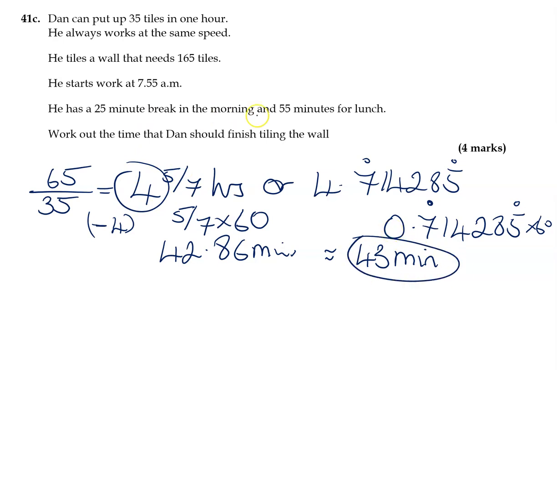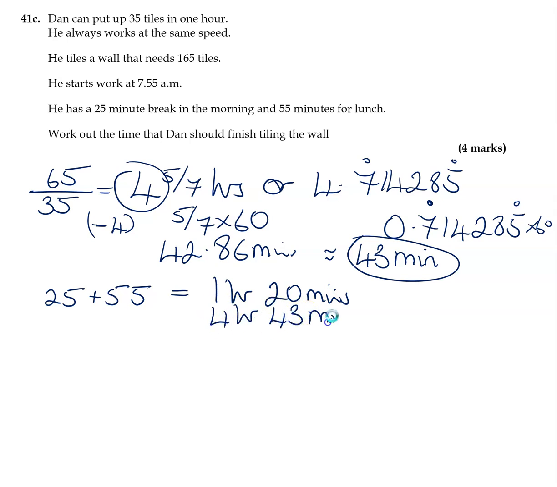So there's a 25-minute break and 55 minutes for lunch. So the 25 add the 55, these two breaks. If we add those up, the 5 minutes will take me to 1 hour. So it's 1 hour, 20 minutes. So keep splitting into hours and minutes. We've got 4 hours and 43 minutes.